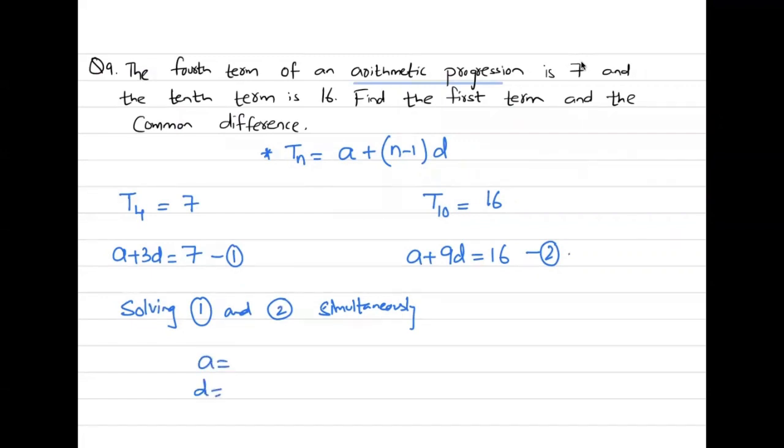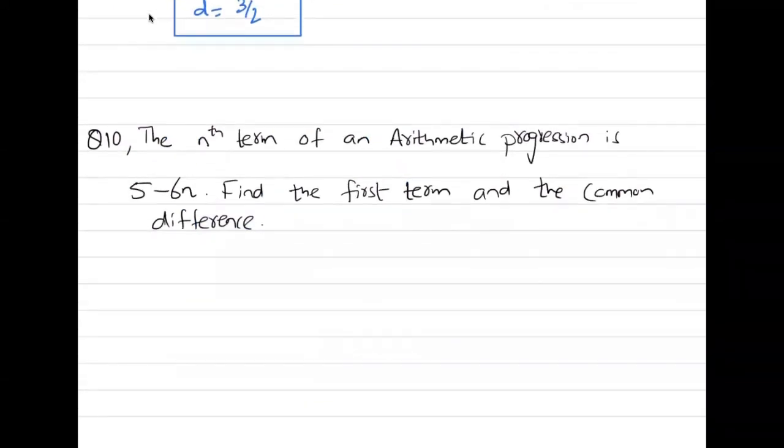What's the value of A and D? D I got 3/2, and for A I got 5/2. Okay, that's correct. Okay, everyone gets it? Yes, sir. All right. Now, guys, try the next one.